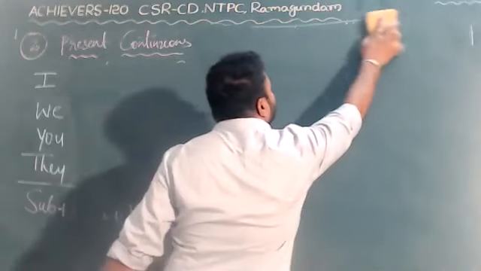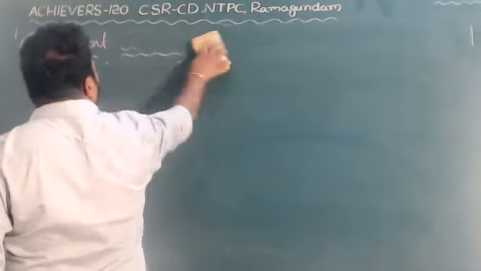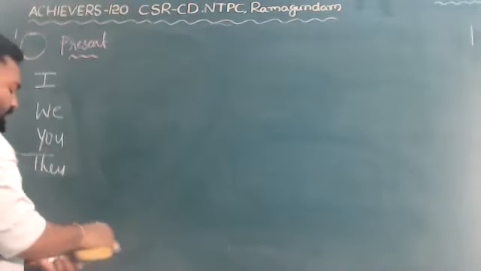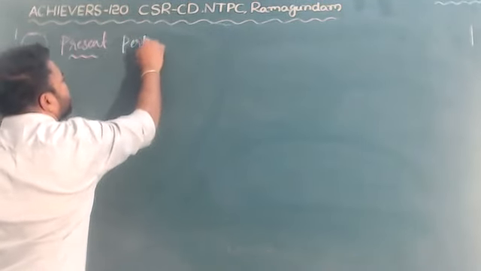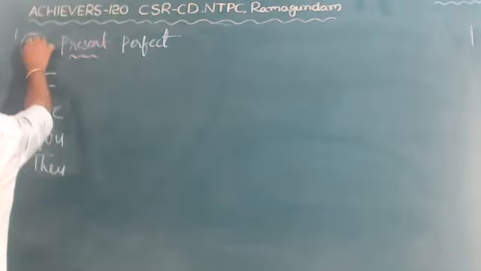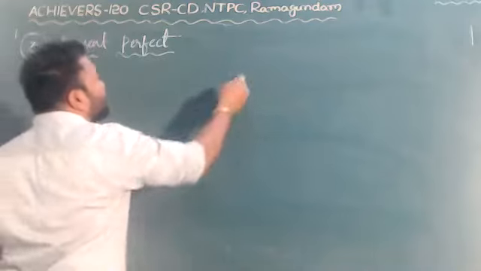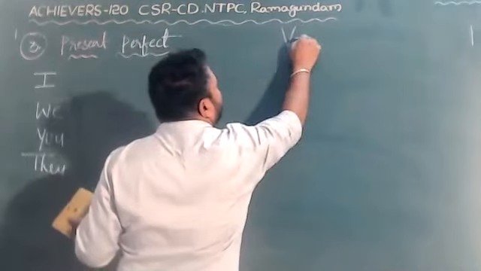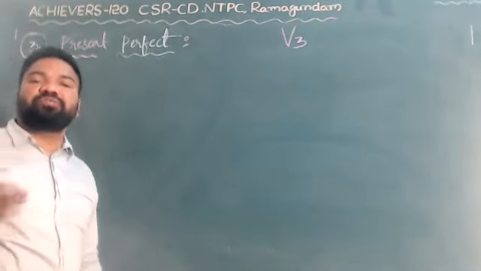You understand, students? The action has to be going on. Definite action has to be going on. Okay. Now, the third tense in present, that is present perfect. And what is the keyword for this? The keyword for this is V3. What is the keyword for present perfect? V3 is the keyword for the present perfect. Students, we have to use V3.